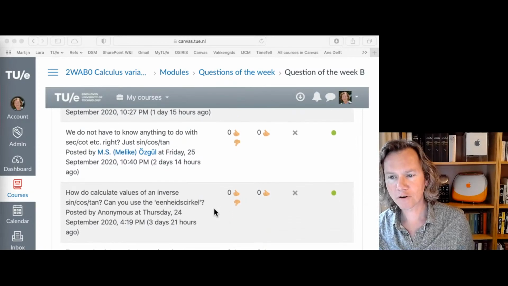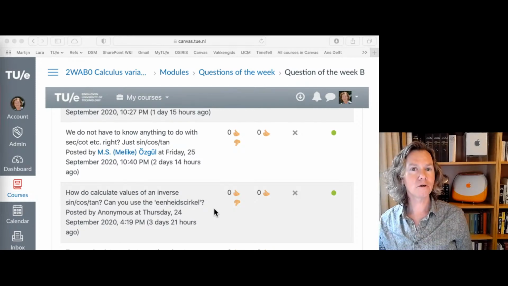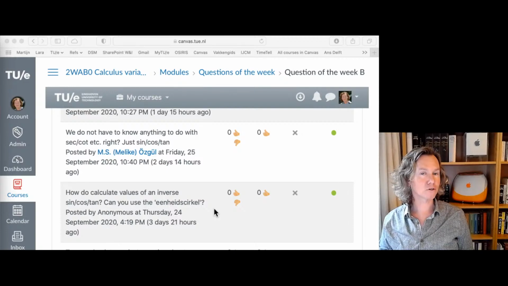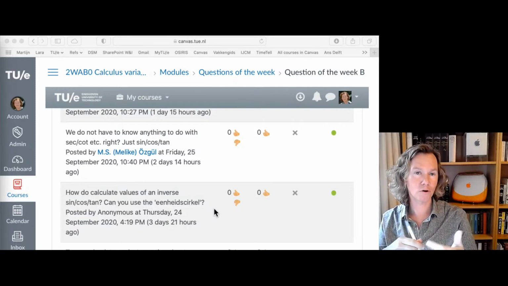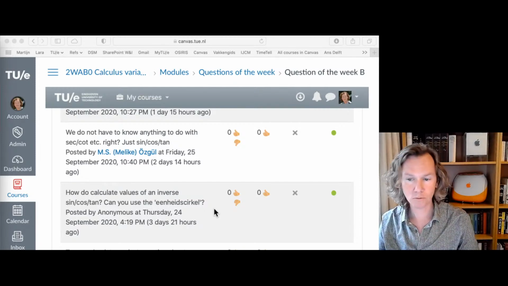How do you calculate the values of an inverse sine, cosine, tangent? You can use the unit circle, that's true. So it would have to be nice angles. If you know what the sine is of a certain angle, you also know it the other way around. So it's basically the rules that you already know for sine, cosine, and tangent, but in the opposite direction. That's what we do there.